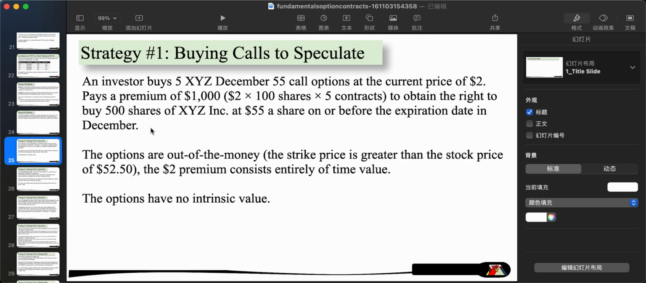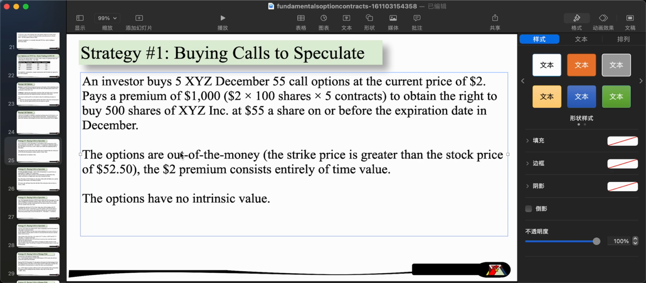Strategy number one would be buy calls to speculate. An investor buys 5 XYZ December 55 call options at the current price of $2, pays a premium of $1,000, which is $2 multiplied by 100 shares multiplied by 5 contracts, to obtain the right to buy 500 shares of XYZ Inc. at $55 a share on or before the expiration date in December.